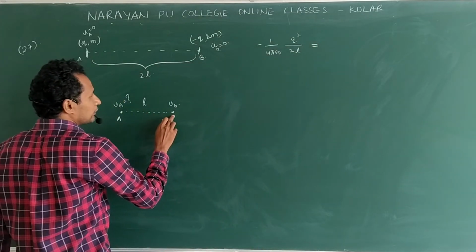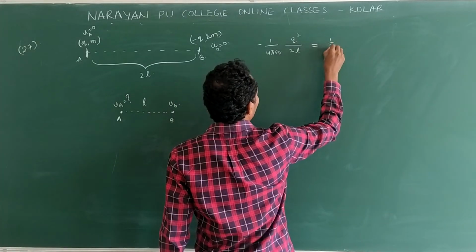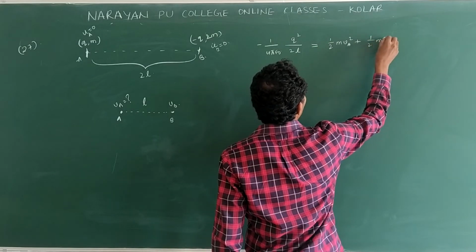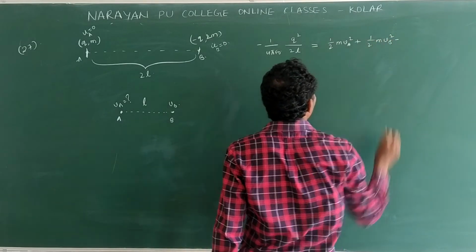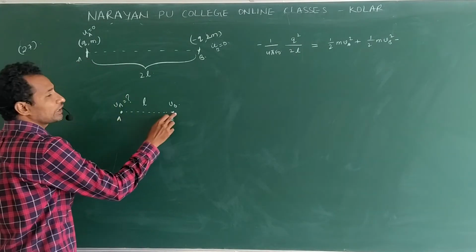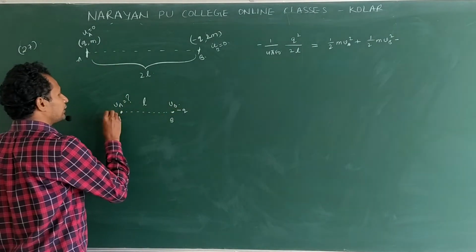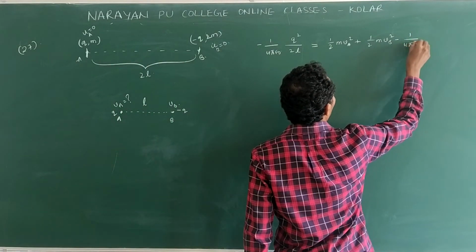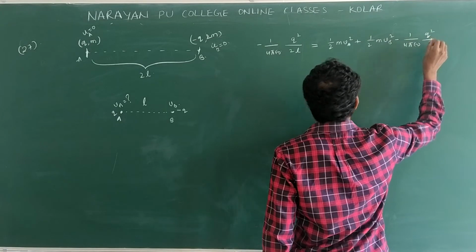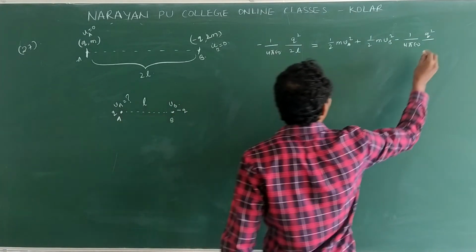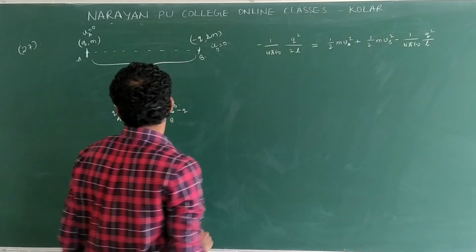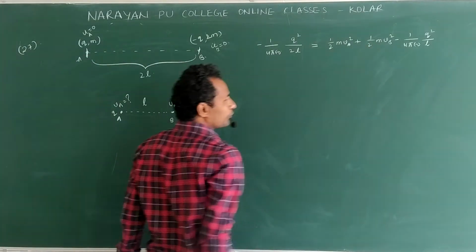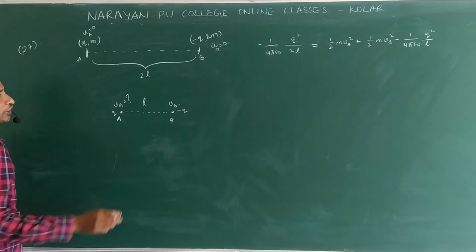Here both will have kinetic energy. So this I can write: half m VA square plus half m VB square minus, again they possess potential energy. This is a minus charge and this is a plus charge. So this we can write 1 by 4 pi epsilon naught Q square by L, the separation between them. So they are asking VA. In this equation, we need to eliminate VB. How do we get VB?